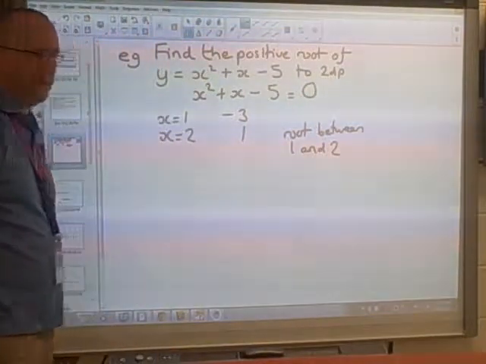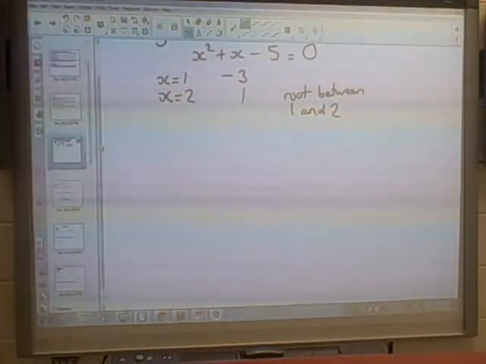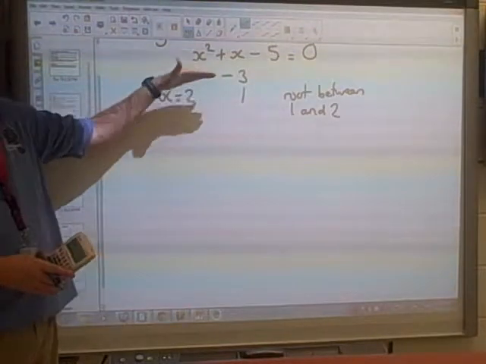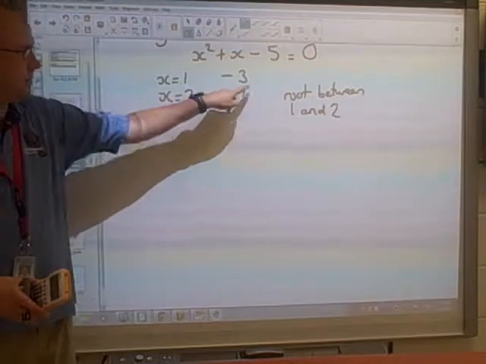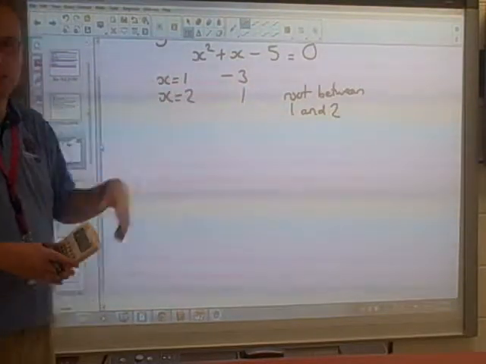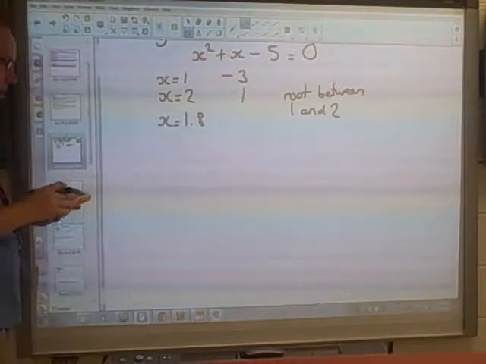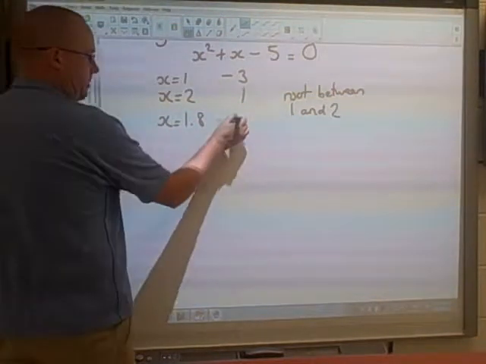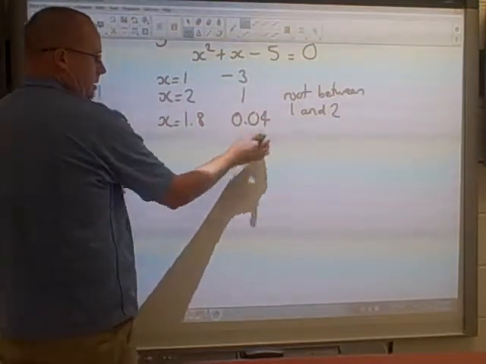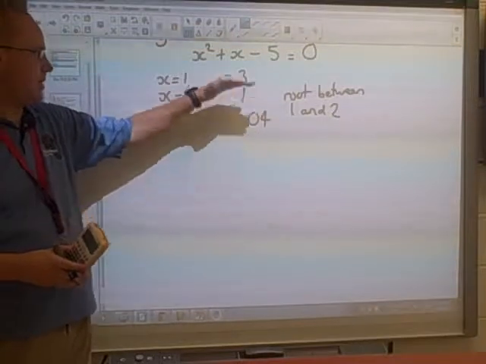Now I'm going to go to 2 decimal places on this, so I'm going to need to go a little bit more accurate than that. So I could just go in the middle here, but I notice actually my answer is closer to 2 than it is to 1, because this number here is closer to 0 than this is. So for my first attempt here, I'm going to try about 1.8 and see what that gives me. Now 1.8 was actually a pretty good guess here. I got 0.04.